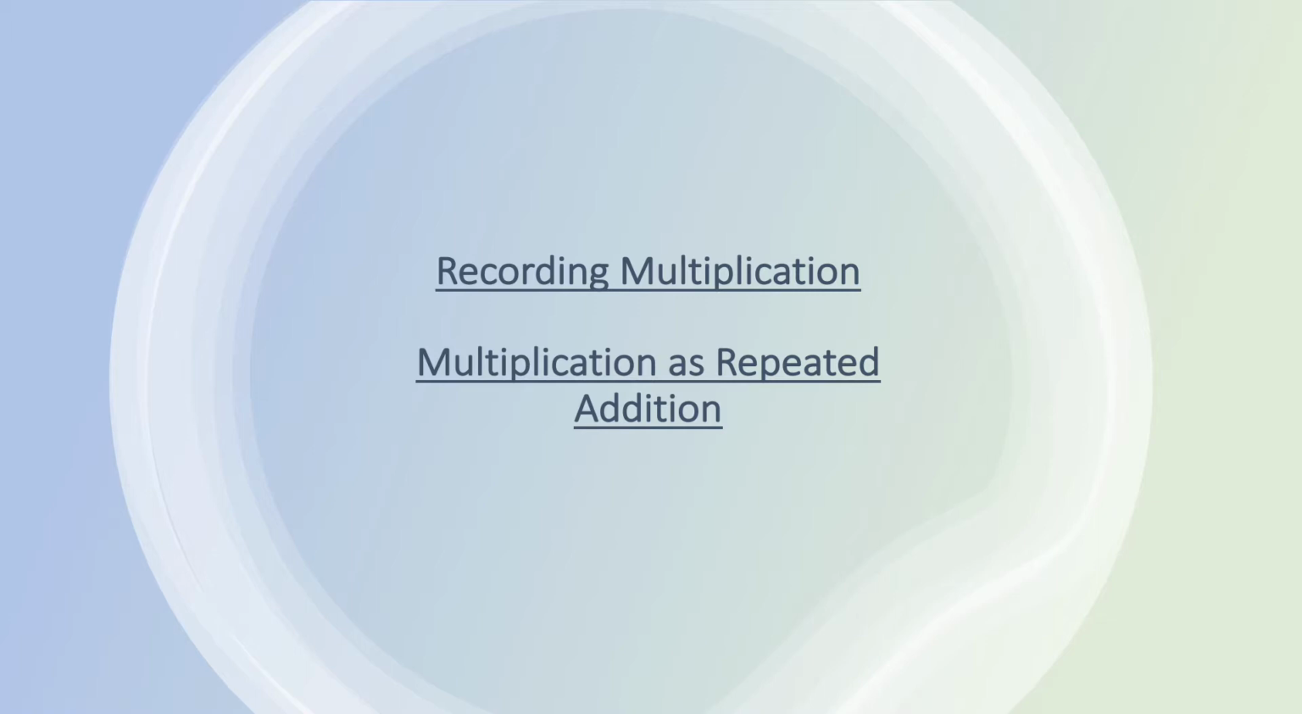One of the first methods in Key Stage 1 is multiplication as repeated addition, usually represented by dots in boxed groups.